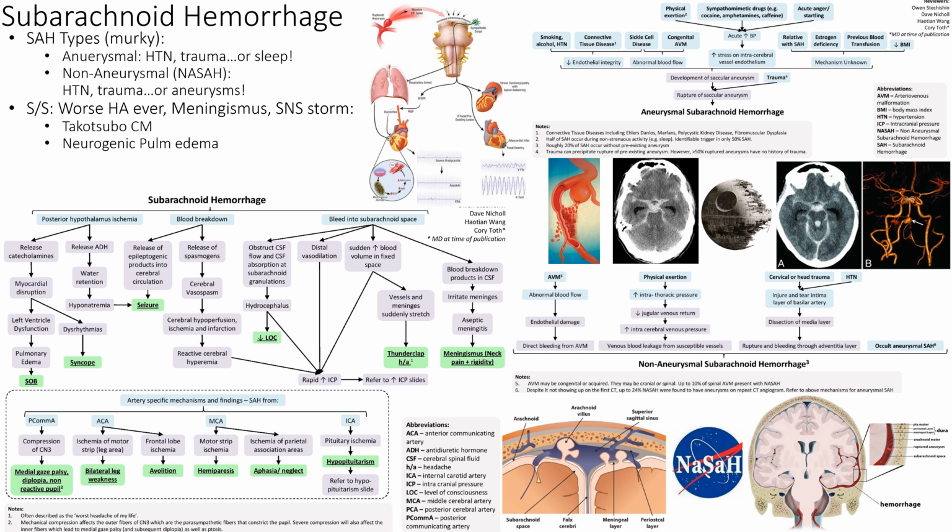All right, so just a recap on subarachnoid hemorrhages. There's different types: aneurysmal and non-aneurysmal. Non-aneurysmal is a subarachnoid hemorrhage, right? Like NASA. Aneurysms are pretty common, but you can also have ones that are due to trauma. We talked about aneurysms already, and trauma can make it happen as well. It can make an aneurysm burst that you never knew you had.